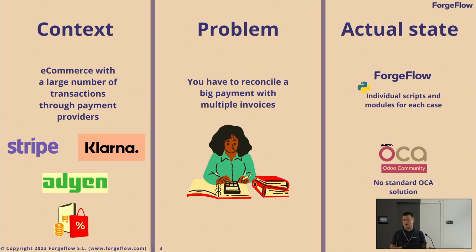This automation in Odoo is not there yet, and there are not yet any modules in the OCA that do this function. In ForgeFlow we have some individual scripts and also modules that cover this function, but for the moment it's a little bit hardcoded and customized for each company. So here I'm going to explain the solution we have in ForgeFlow, in order to try in the future to create a standard module to do this reconciliation with payment providers.